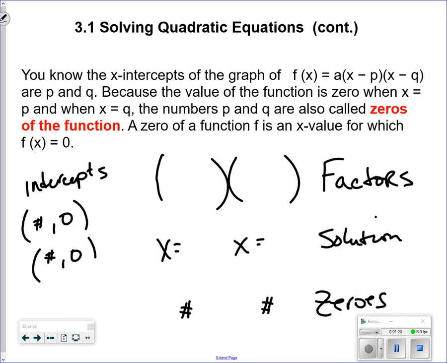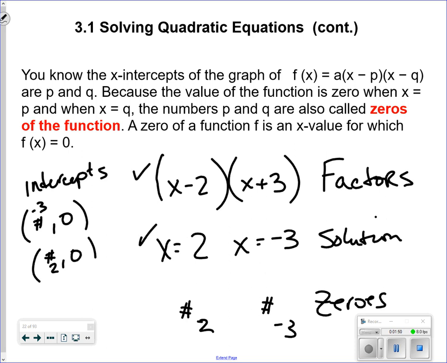So let's say I had x minus 2 and x plus 3 as my factors. So when I solve those and set those equal to 0, I get x equals 2 and x equals negative 3, which means 2 and negative 3 are my zeros, and negative 3, 0 and 2, 0 are my intercepts. So again, talking about things in a little bit different manner. So if I'm talking about factors, if I'm talking about solutions, if I'm talking about zeros, or if I'm talking about the intercepts, even though they all are related to each other.